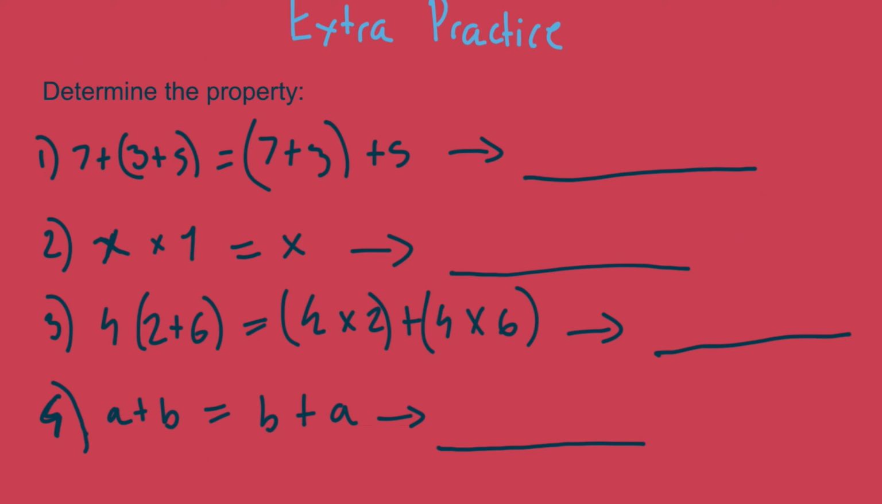Okay, so these are some extra practice problems. Just figure out what the properties are and go at it. Pause the video. Okay, the first one is associative property. And then the second one, x times 1 is equal to x. It's just identity property.